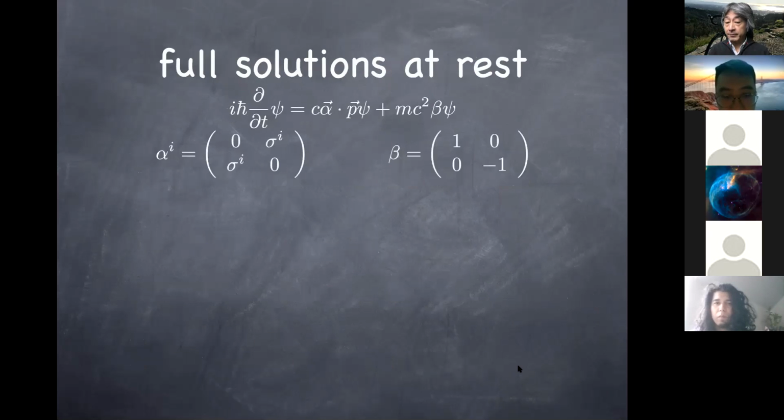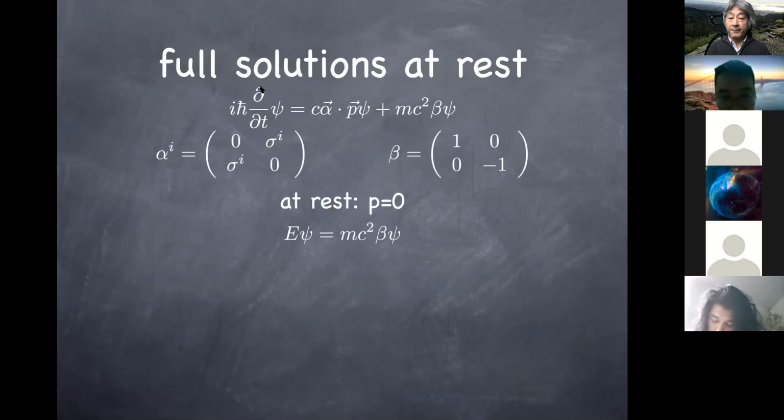So why does it fail? Let's just talk about solutions to the Dirac equation when the particle is at rest, which means p is 0, right? So momentum vanishing is a particle at rest. Then you don't have the first term, you only have the second term. And that's very simple because beta is already diagonal. What it means is that at rest, this is the Dirac equation.